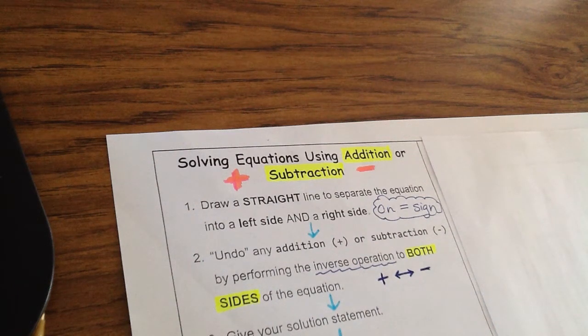Hello, so this is us solving equations using addition or subtraction. This is the formal 6-line process so that students will understand completely about how to solve the equations.